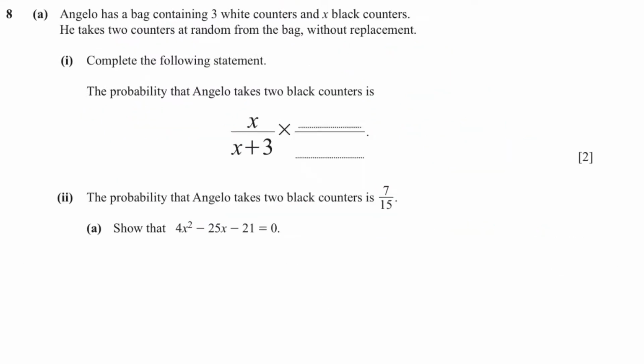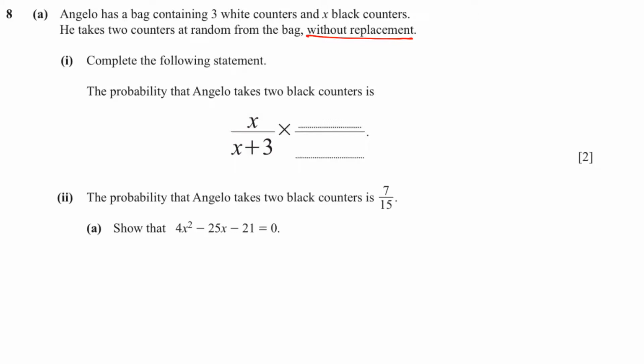Question number 8a. Angelo has a bag containing 3 white counters and x black counters. He takes 2 counters at random from the bag without replacement. So the most important words here are without replacement. Complete the following statement: the probability that Angelo takes 2 black counters is. Suppose he had 3 black counters and he removes one out, he does not keep it back. How many will he be left with? 2. How did we get that? We did 3 minus 1, 2.